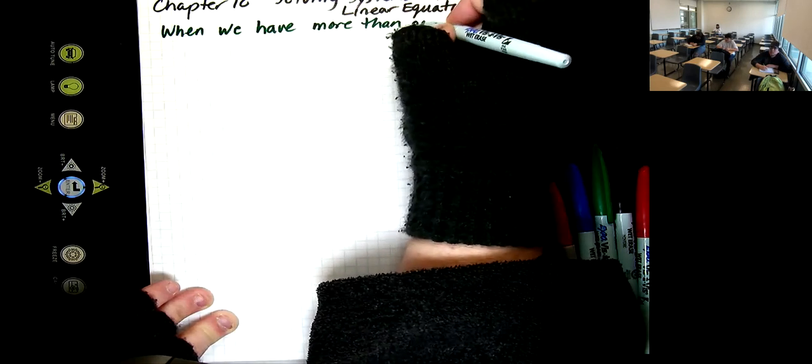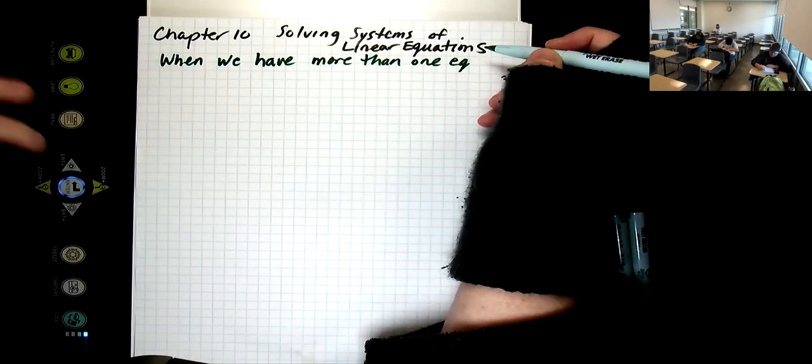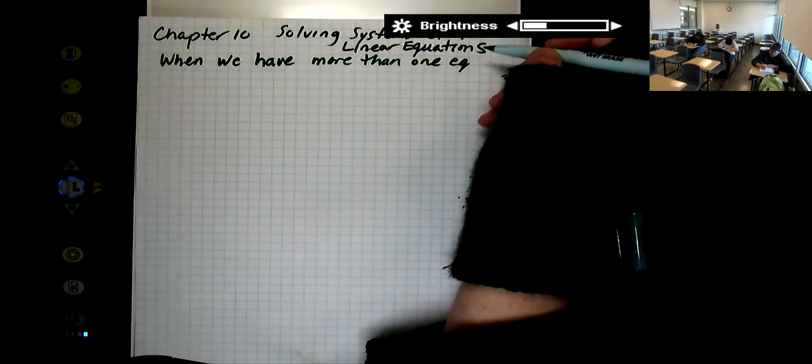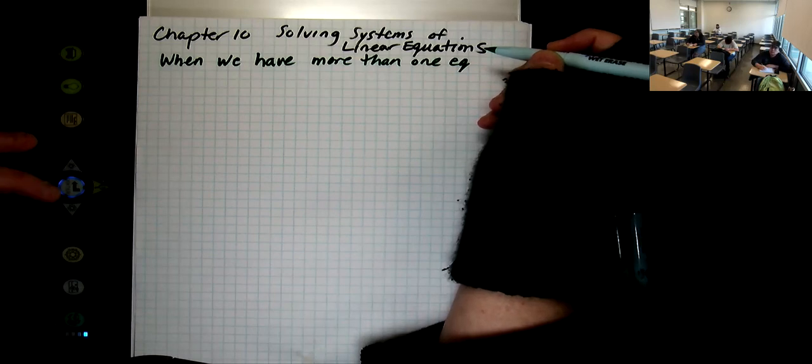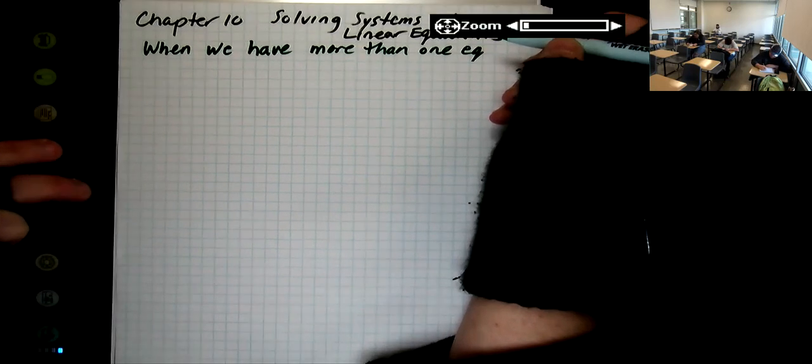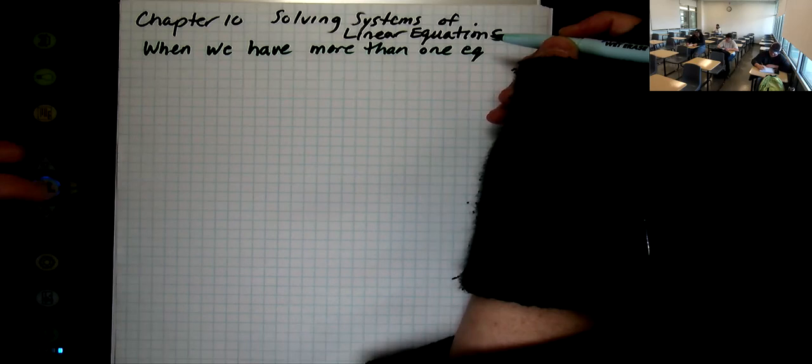Wait, what does it say? Chapter 10 what? Solving systems of linear equations. Oh, I'm off the screen. Thank you. I didn't check the zoom scale. Well, at least I have my glasses now, you don't have to zoom in. Good.